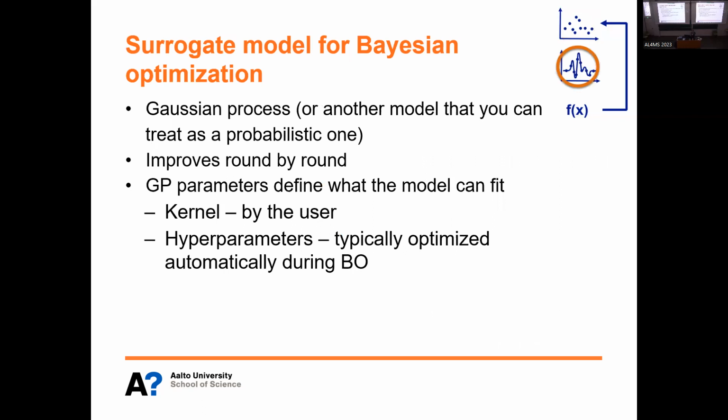Okay, and then in the second step, you have the surrogate model. And during BO, that's going to improve round by round. So in the first rounds, the model is probably quite bad, and hopefully after you are converging, it's probably going to be quite good, at least near the optimum region.